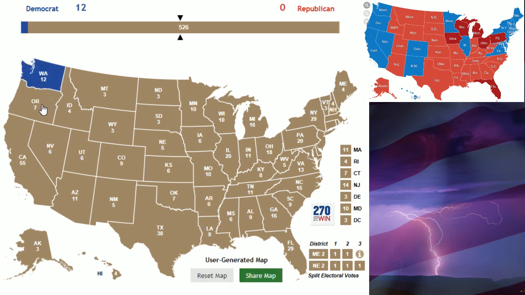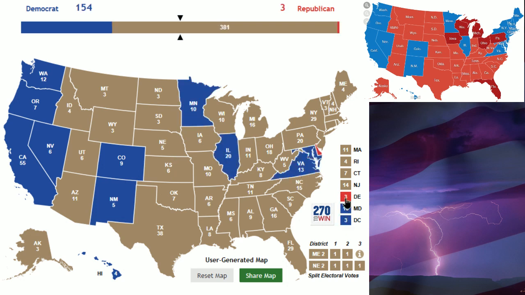So that starts out in Washington, Oregon, California, Nevada, Hawaii, Colorado, New Mexico, Minnesota, Illinois, Virginia, the District of Columbia, Maryland, Delaware, New Jersey, Connecticut, Rhode Island, Massachusetts, New York, Vermont, New Hampshire, and the state of Maine, but minus the 2nd Congressional District, which Trump was able to win.